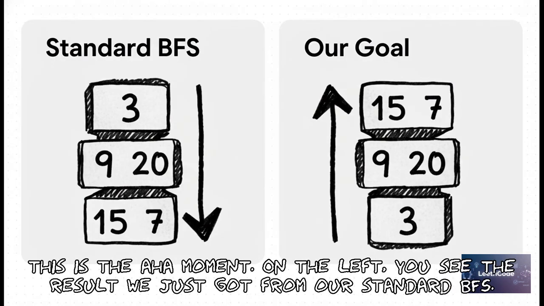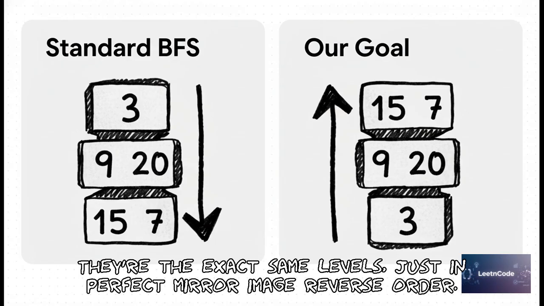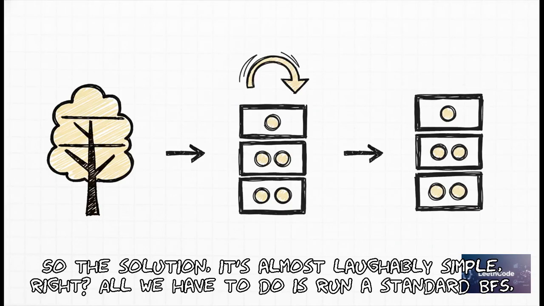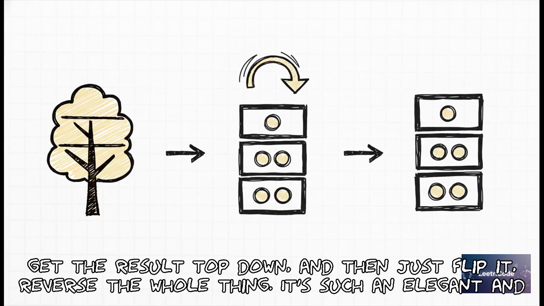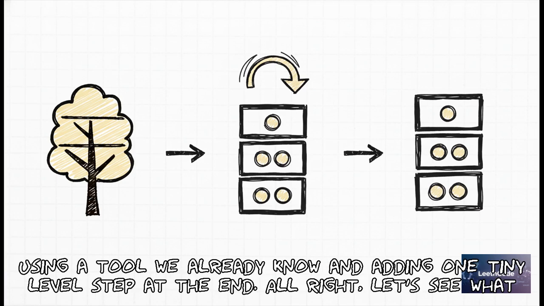Okay, and this is the aha moment. On the left, you see the result we just got from our standard BFS. On the right is the result we actually want. Take a second and look at them. What do you see? They're the exact same levels, just in perfect mirror image reverse order. So the solution, it's almost laughably simple, right? All we have to do is run a standard BFS, get the result top down, and then just flip it, reverse the whole thing. It's such an elegant and efficient way to solve this because we're not inventing some crazy new algorithm. We're just using a tool we already know and adding one tiny little step at the end.